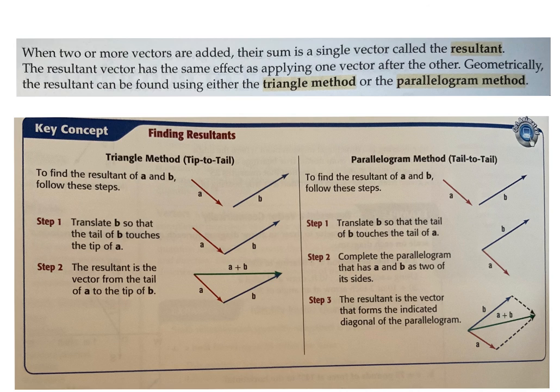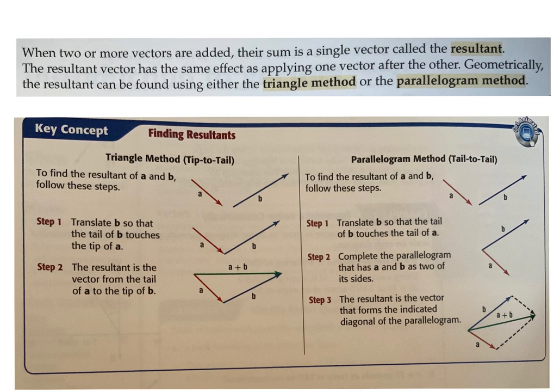And so there are different ways to combine these vectors to get where you're going, all right? They can be found using either the triangle or the parallelogram method, all right? So triangle method, tip to tail.